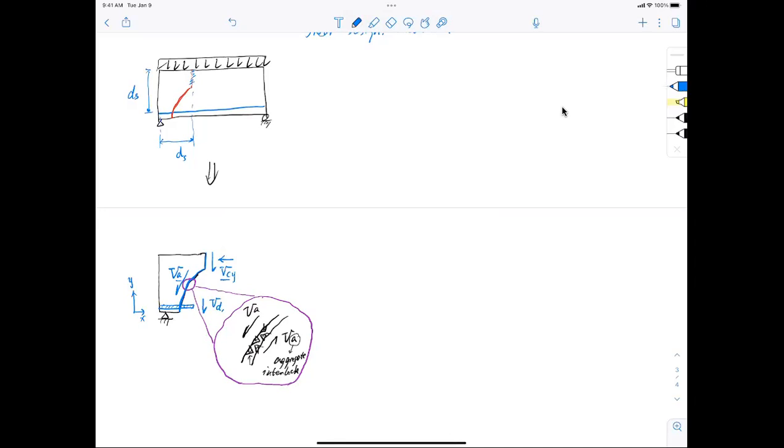And you may wonder, what does the D mean? The subscript D means dowel action. So that's the three shear components we have when I make the cut. So what does it really mean when you make the cut, Bob?